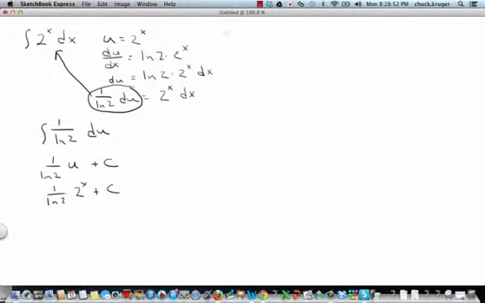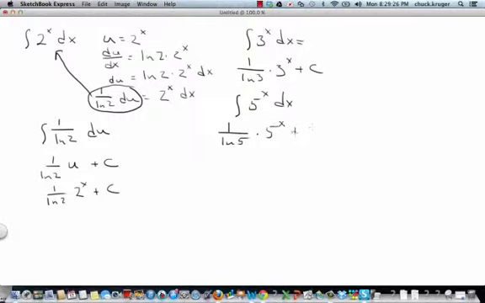So now my shortcut is, let's say I'm taking the antiderivative of 3 to the x dx. Well, that's going to be 1 over the ln of 3 times 3 to the x plus c. And I can go through the same process to get that, but I should start seeing a pattern. If I have 5 to the x dx, my antiderivative is 1 over the ln of 5 times 5 to the x plus c.